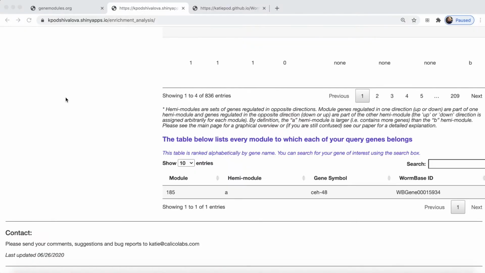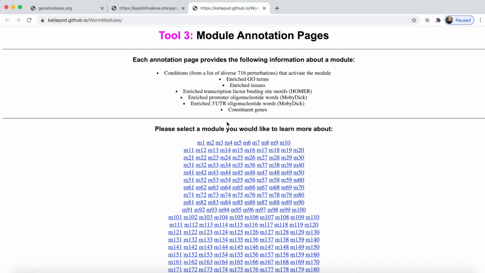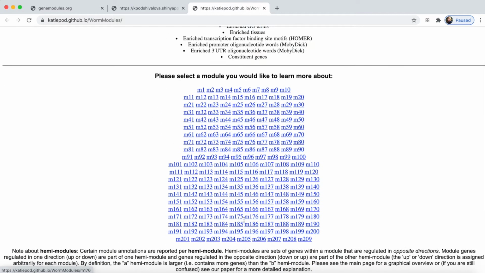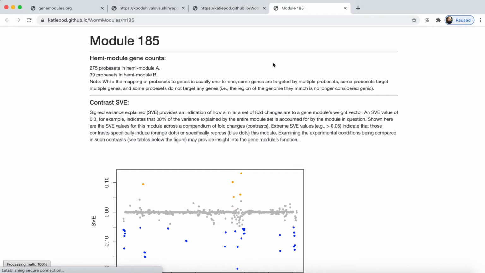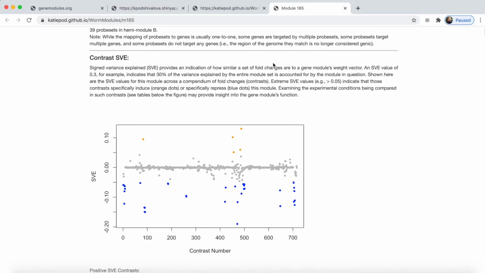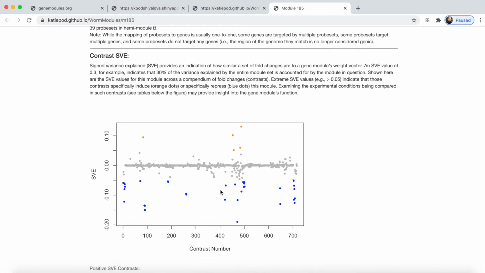For example, by using tool 2, I had determined that my gene of interest, say 48, belongs to module 185. So I go to the annotation page for module 185. The first thing I see is a plot of module activities calculated for each of the 716 experimental contrasts derived from a diverse compendium described in the paper.